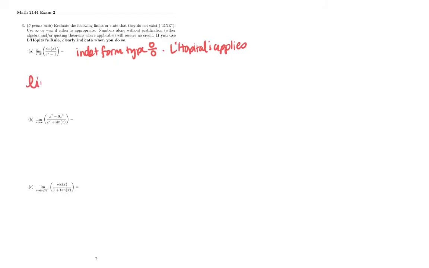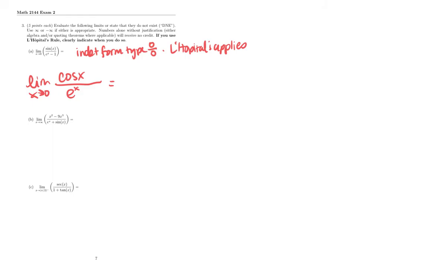Which means that I can take the limit as x goes to 0, and I can take the first derivative of the top and the first derivative of the bottom. So sine of x, the derivative of that is cosine x, and the derivative of e to the x minus 1 is just e to the x.